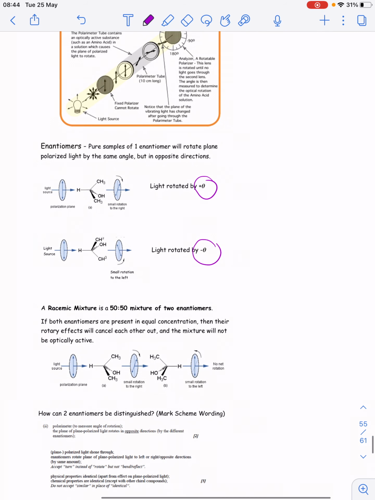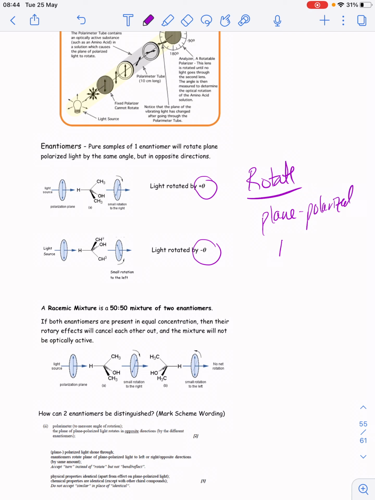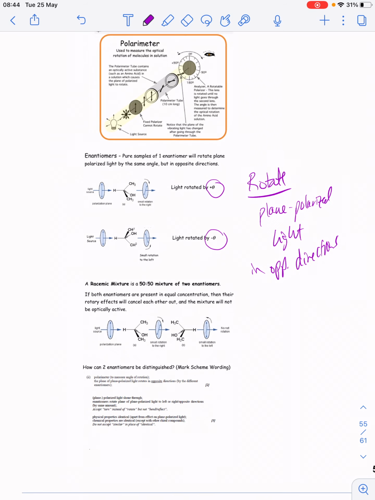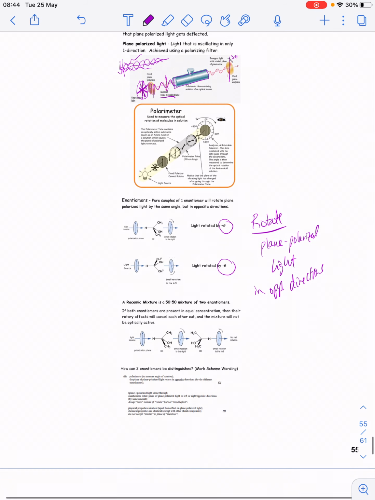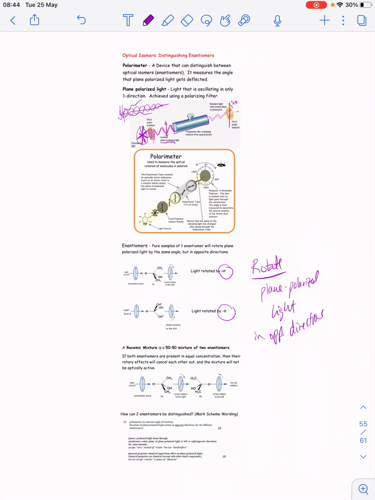So keywords here are that they rotate, they don't absorb or emit or any of those other words that we're going to associate with light. They rotate plane polarized light in opposite directions, or by exact opposite angles. Okay? And this is how we can distinguish samples that have the different enantiomers.